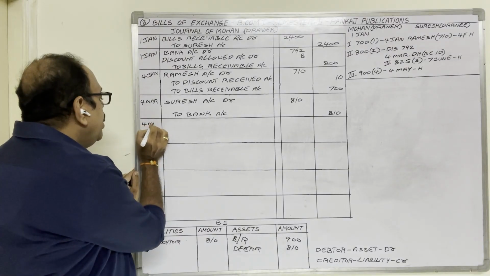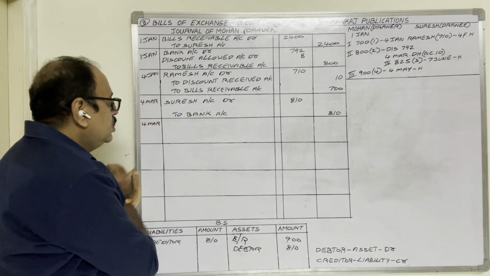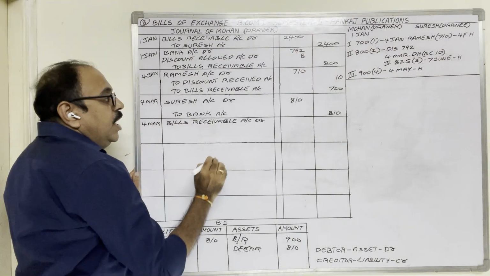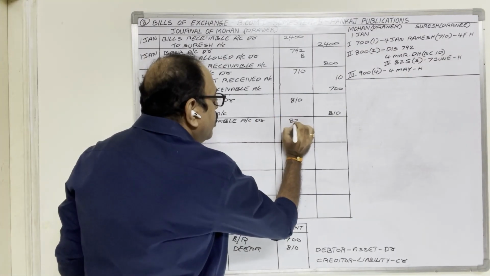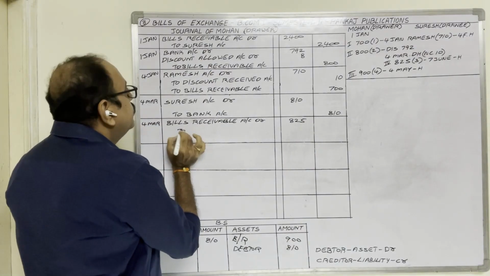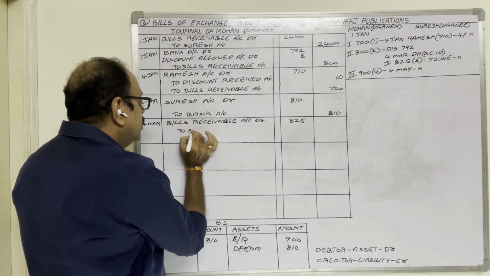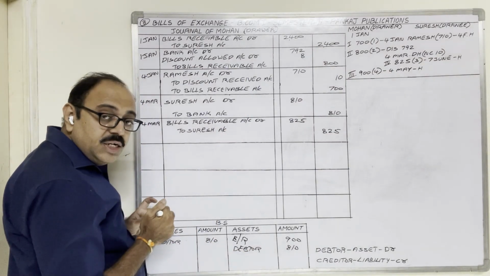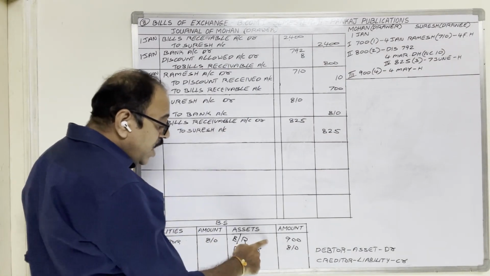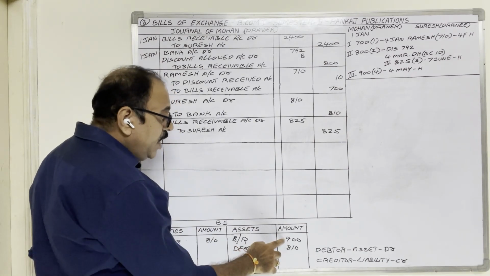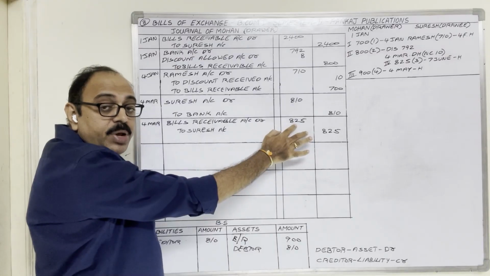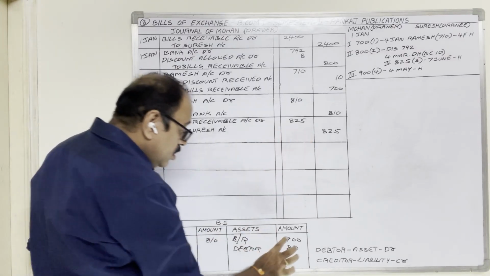When second bill due date on March 4th, same entry: bills receivable account debtor, amount 825 rupees, to Suresh account, 825 rupees. And what is the effect of this entry on balance sheet? Now bill value becomes 900, third bill amount, plus newly 825 bill is also created.